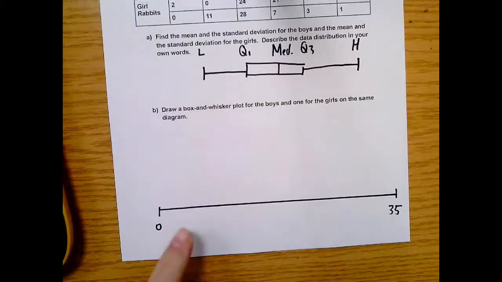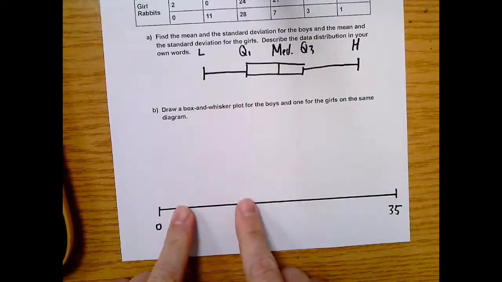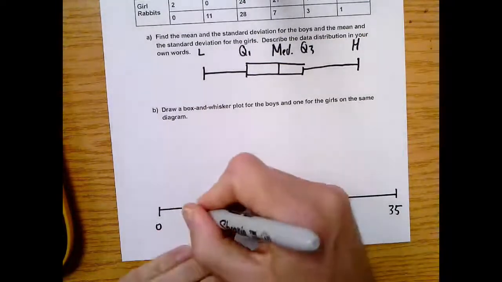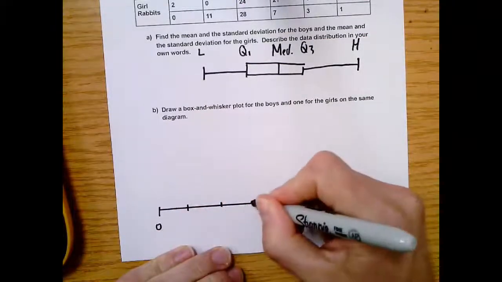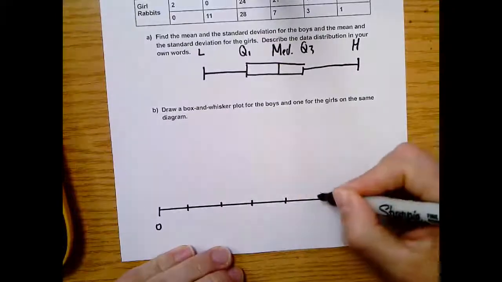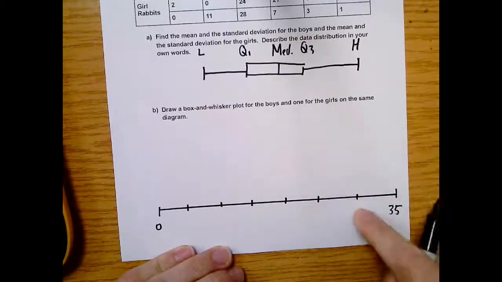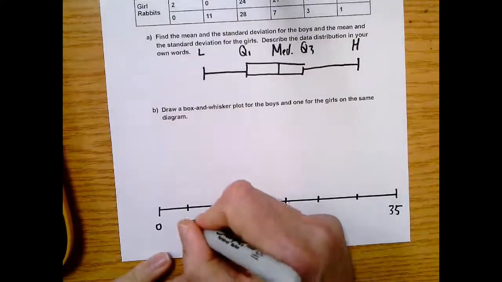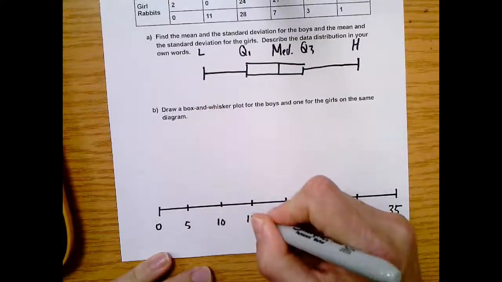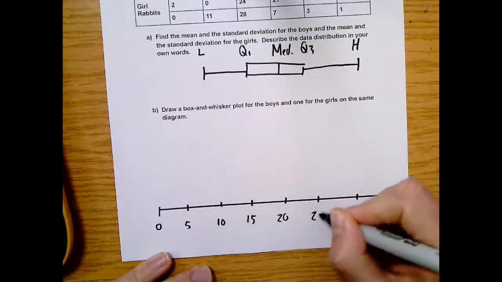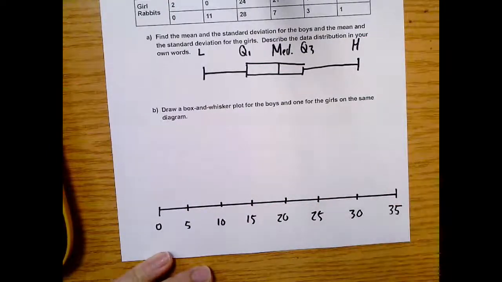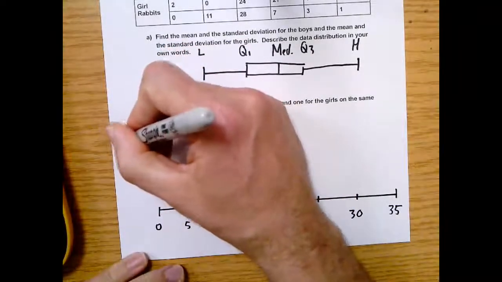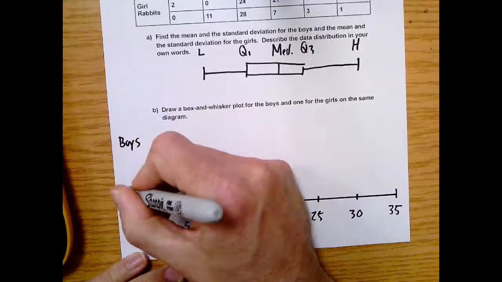So I like to estimate here. So I do 5, 10, 15, 20, 25, 30, a little bit more. Okay, so about like this. 5, 10, 15, 20, 25, 30, 35. Wow, nailed it. Great job. Okay, so I'm going to put those numbers in. 5, 10, 15, 20, 25, and 30. Nice. So now we just need to make for the boys, and I'm going to make space here for the girls.